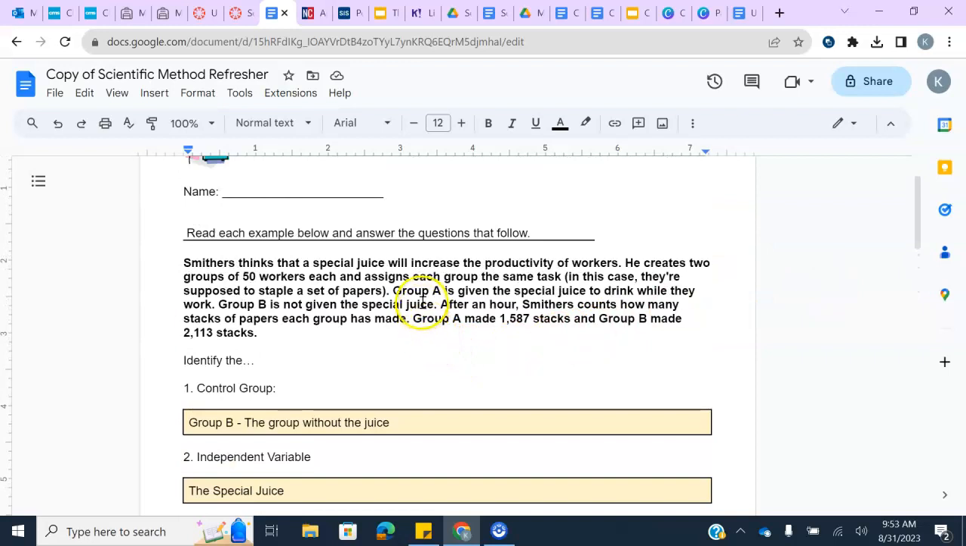So if we go back, Group A was our experimental group with the juice, and they made 1,587 stacks. Group B, which didn't get any juice, made 2,113 stacks. So remember, Smithers wanted to see if the juice would increase productivity, and that definitely didn't happen because the group that got the juice actually made fewer stacks of paper than the group that didn't get the juice.